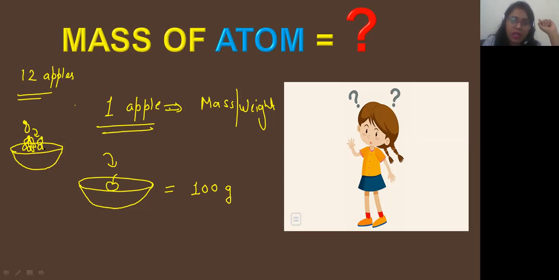You are going to weigh a bunch of grapes and you'll tell me, ma'am, the weight of these two bunches of grapes comes out to be 100 grams. Am I clear? So a grape is a very, very small quantity, right? So it's very difficult for you to weigh because you don't have the equivalent weight, right?